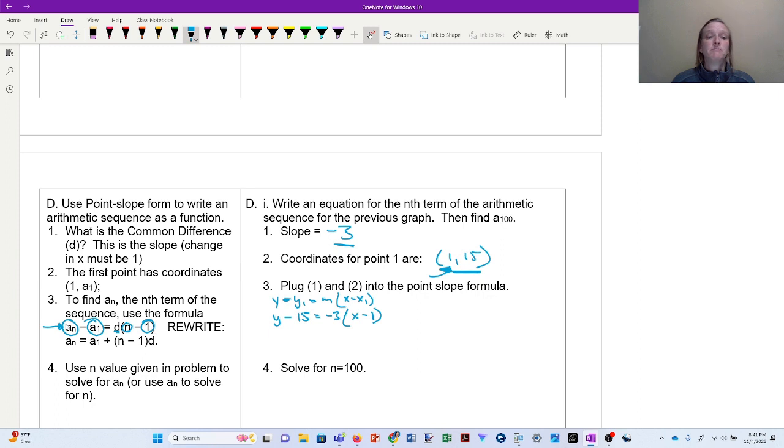You can memorize that version of the equation if you want. I think it's easier to just use the point-slope form, and then I only have to remember one formula.